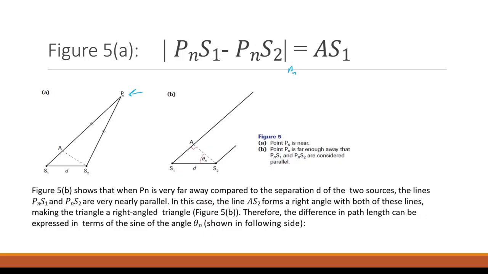So in this case, if we pick this point here, A, AS2 forms a right triangle with both of these lines. And once we have this right triangle, we can measure this distance, the difference in paths, with our angle here, theta, because we have a right triangle now.